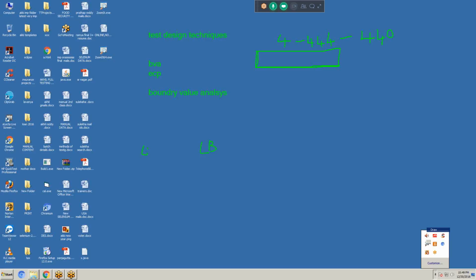Lower bound minus 1, 3. Lower bound plus 1. Upper bound minus 1. Upper bound. Upper bound plus 1. Random value. Lower bound minus 1, 3. Lower bound, 4. Lower bound plus 1, 5. Upper bound minus 1, 443. Upper bound, 444. Upper bound plus 1, 445.